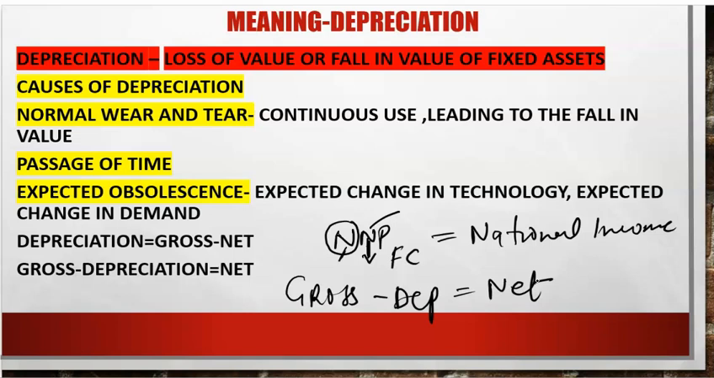So that is how we change gross and net investment, because national income is a net figure. So we have to subtract the depreciation. Other name is consumption of fixed capital, replacement cost. ये सब अलग-अलग नाम दिए होते हैं.